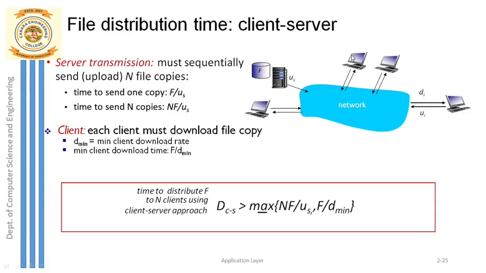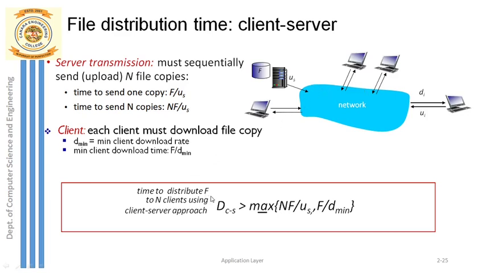Not partially, completely it should be able to download this 1 GB file. For that, at least D-min should be the download rate. So this is the download rate that is specified for every client. Now the total distribution time in client-server architecture, to distribute the file to all the clients, if that file F should be sent successfully by the server, that distribution time is calculated.